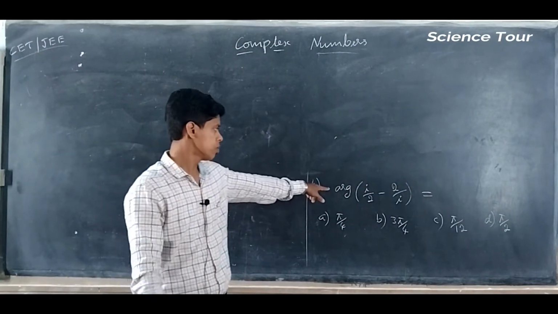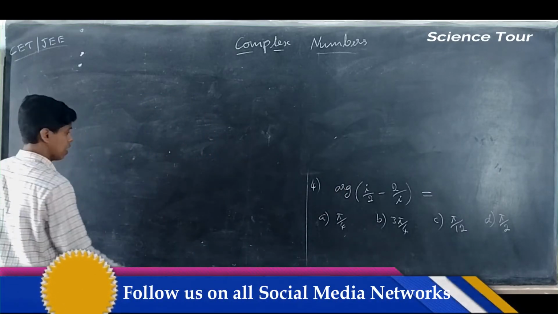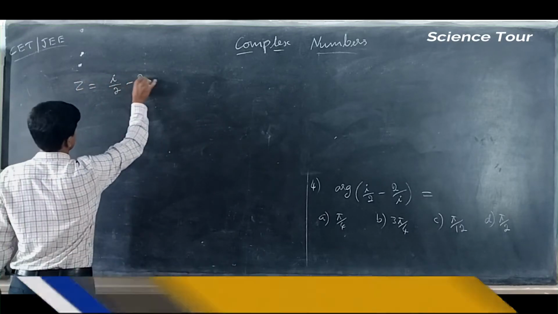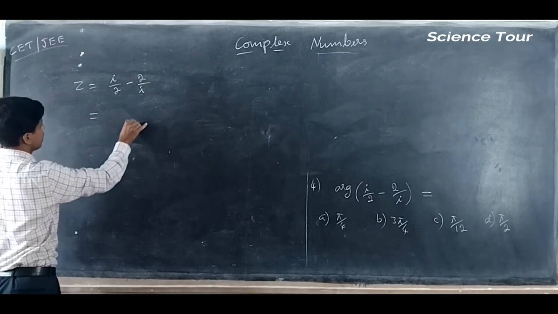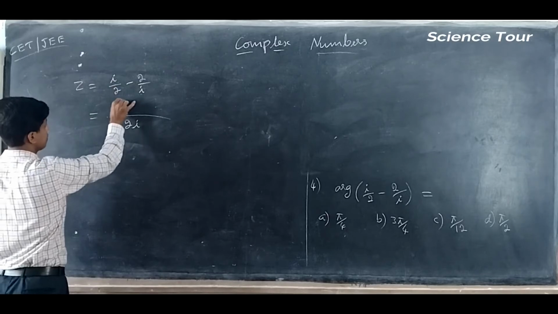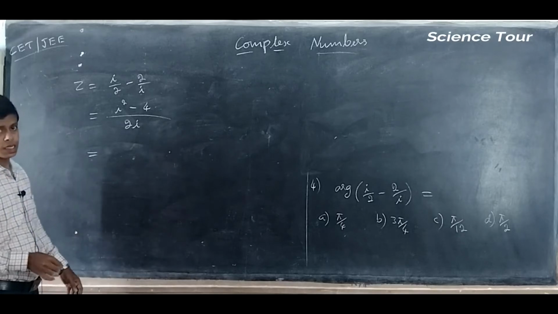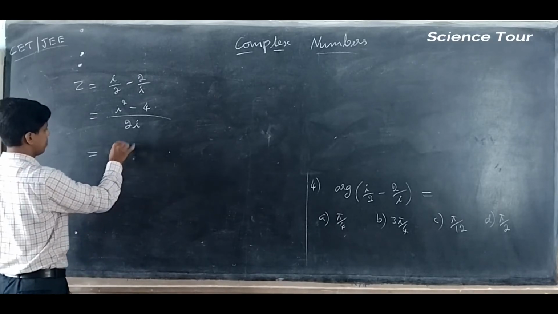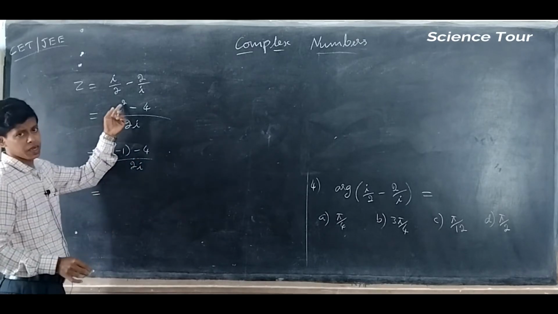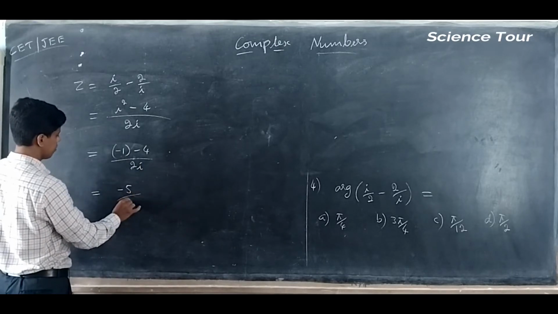The fourth problem is the argument of i by 2 minus 2 by i. I'll take it as z. So I take the LCM. I have to multiply i here, right? So that would be i square, and multiply 2 here, that is 4, so it's minus 1 minus 4 divided by 2i. See, this is minus 1, right? Understood. Minus 1 and minus 4 is minus 5 divided by 2i.